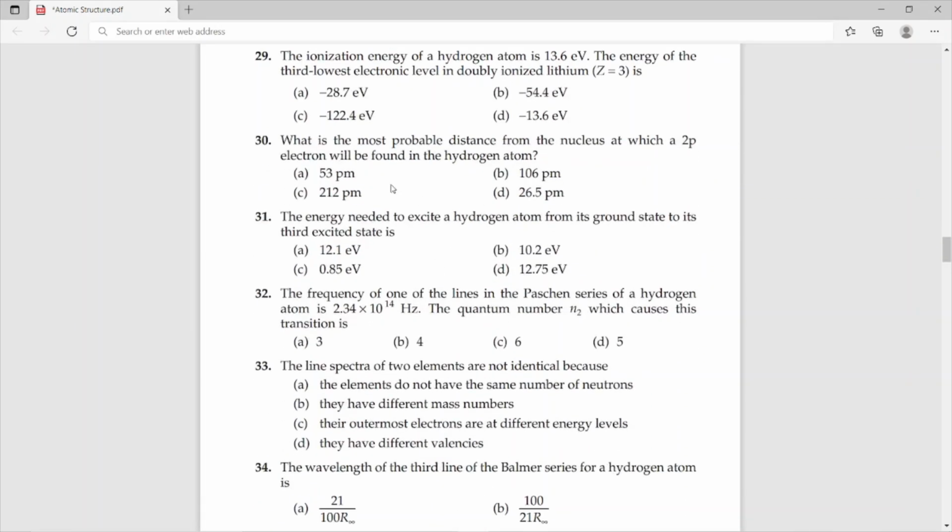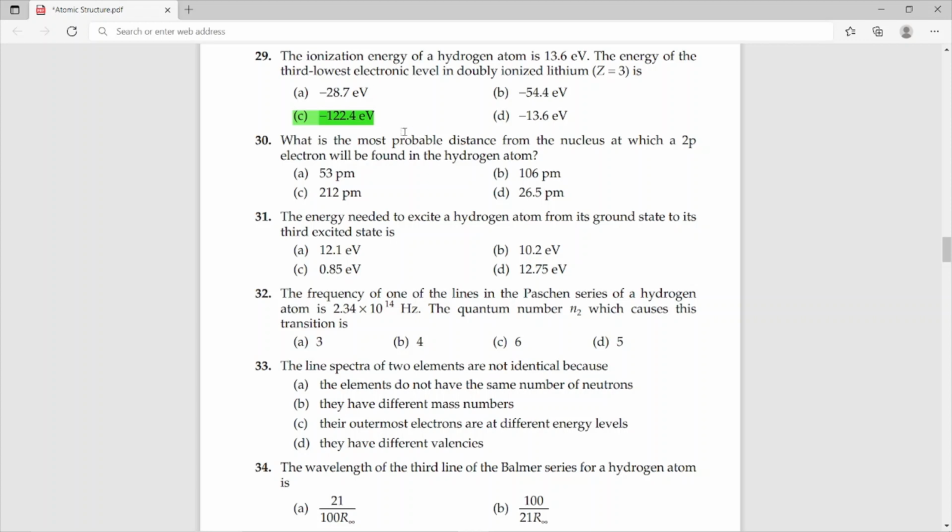Next comes the 29th question, the ionization energy of a hydrogen atom is 13.6 electron volt. We know that the energy of the third lowest electronic level in doubly ionized lithium, whose atomic number is 3, will be, the right answer is option C, minus 122.4 electron volt. Option C is the right answer here.